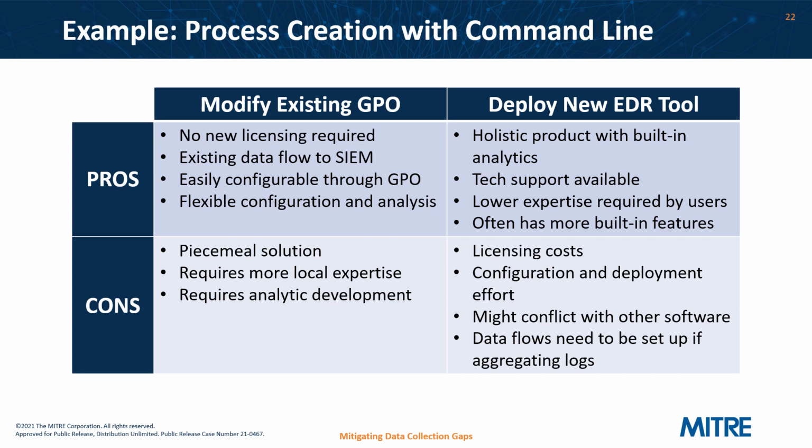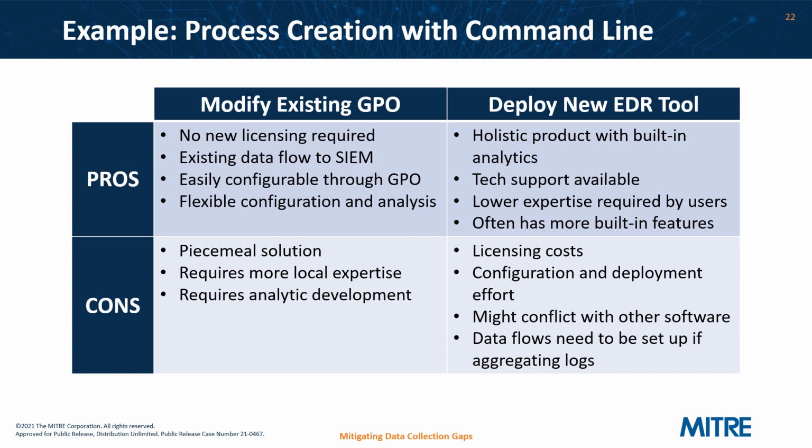Let's look at an example of making this kind of decision between modifying an existing tool, in this case built-in Windows logging via group policy or GPO, and deploying a new endpoint detect and response tool or EDR. For this example, we need to collect logs for the creation of new processes with command lines, and have concluded that we can use a GPO modification to do this, or an EDR that we have access to but is not currently deployed.